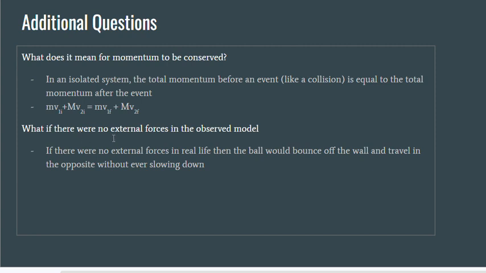And what if there were no external forces in the observed model? If there's no external force in the real life model, then the ball would bounce off the wall and travel in the opposite direction without ever slowing down.